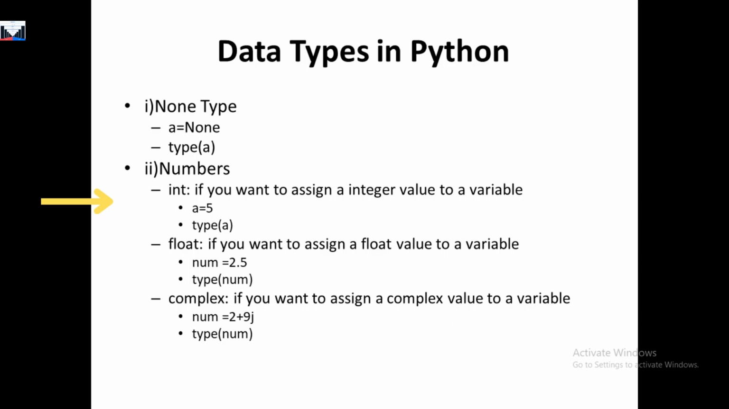And complex numbers, you have learned in Java: a plus ib. One is the real part and another one is the imaginary part. If you see here 2 plus 9j, 2 is the real part and 9j is the imaginary part. So complex numbers will be of this format. If you assign the value 2 plus 9j to num, then it is a complex number.